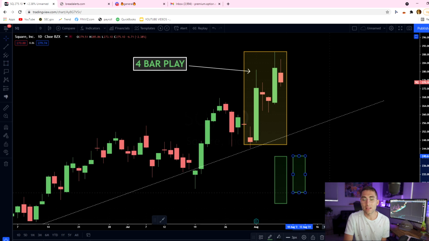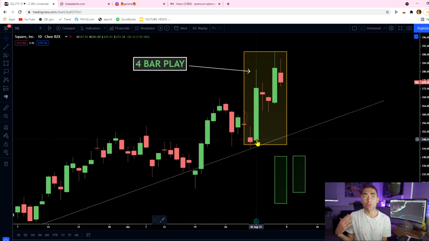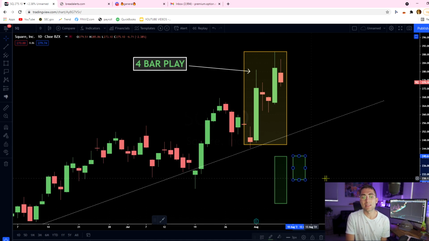So if we go down here, that's not a 4 or 3 bar play. It could be, but for me personally, if something moved $33 and it retraced 20 or 30 of those dollars, I would not have high conviction it's going to continue. I want to get into high conviction plays, and those plays look like that.